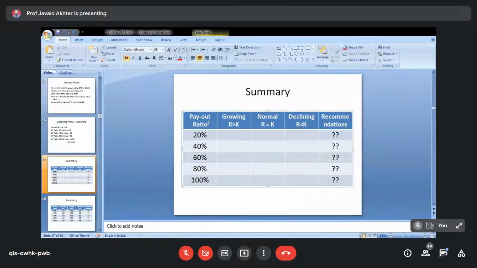Sir, in the recommendations column, do we have to specify for? Leave the recommendation column. Just fill in these columns wherein you write a value of P against 20%, then 40%, 60%, 80% for all the firms. You already have data with you. You need to put it in the table.